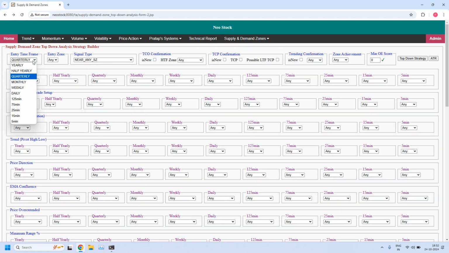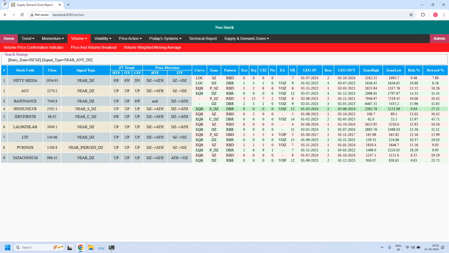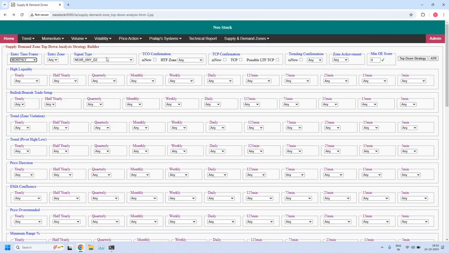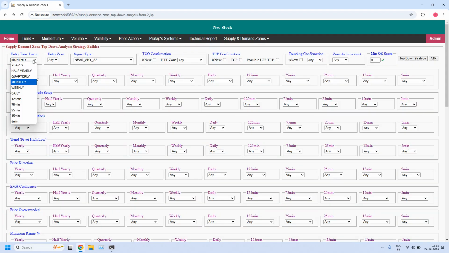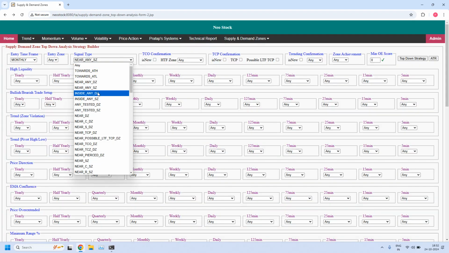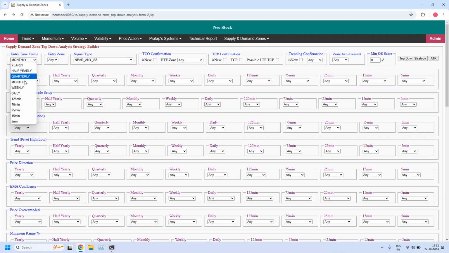Next time frame is monthly. Let's find the stocks near monthly demand zone. 9 stocks are filtered. Next, for monthly time frame, let us find the stocks near monthly supply zone. 2 stocks are filtered. Sorry, we already generated the monthly supply zone, right? Yeah. Next time frame is weekly.